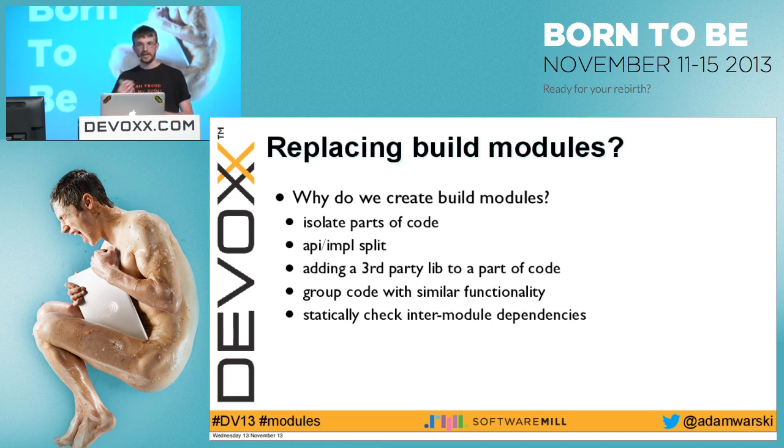We may have an API implementation split, right? So we create an API build module, which other modules depend on, when we want the functionality to be used through that API. And then we create yet another build module, Maven subproject or whatever, which actually implements that API. We may want to add a third-party library only to a part of the code, right? So that's the scenario that we've seen a moment ago. We may want to group code with similar functionality, and so on.